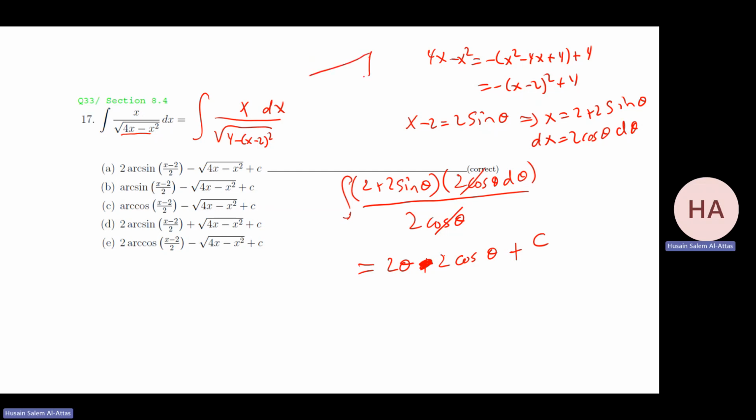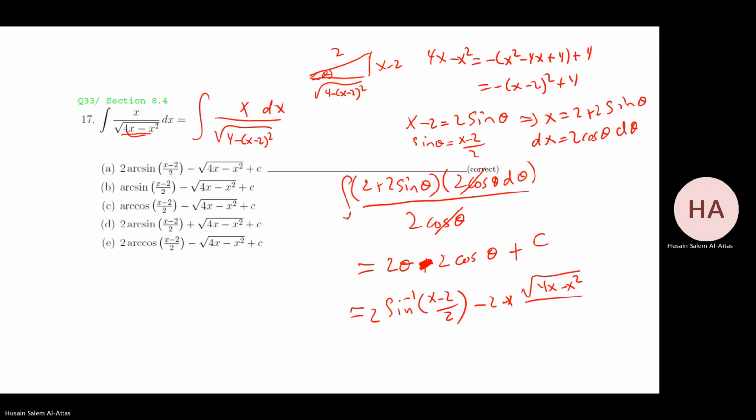Now I have the triangle. This is theta. So sine theta is x minus 2 over 2. So I have this over this, and this will be the square root of 4 minus x minus 2 squared, which is this one. So I have 2 theta, which is 2 sine inverse of x minus 2 over 2, minus 2 times cosine. Cosine will be what? Adjacent, square root of 4x minus x squared, over hypotenuse, plus c. So this is cancelled.